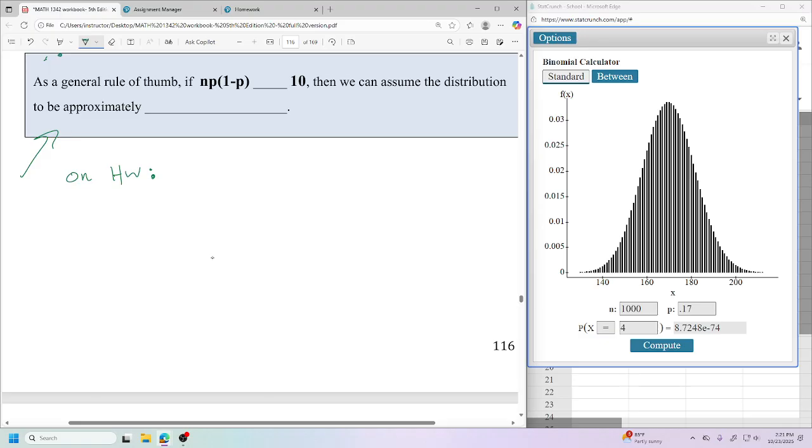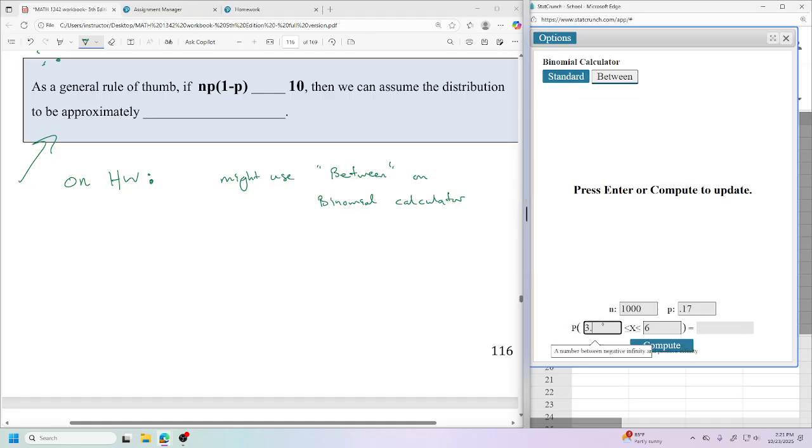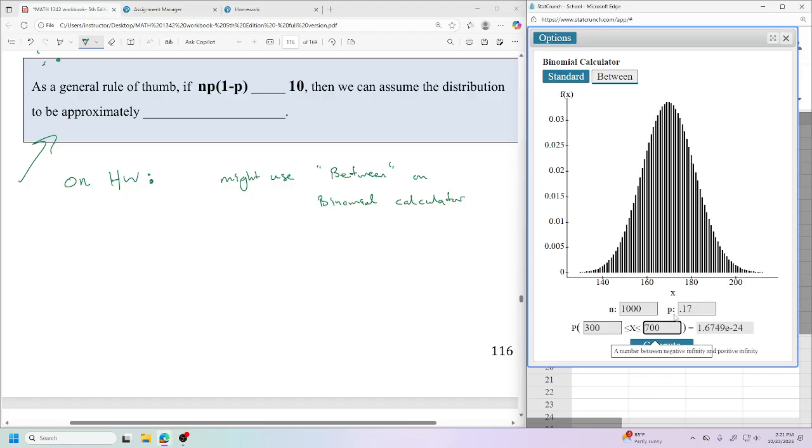We might need to use the between feature on your binomial calculator, and I'm going to show you that real quick. It's so easy, but this is a reminder thing. See up here at the top, it has standard and between. Standard is just like pick a number, any number kind of thing. Well, between is between two numbers, and so I'm just going to do the one that we have here. What if I did like 30, or let's do 300 all the way to like 700? This is not going to show.